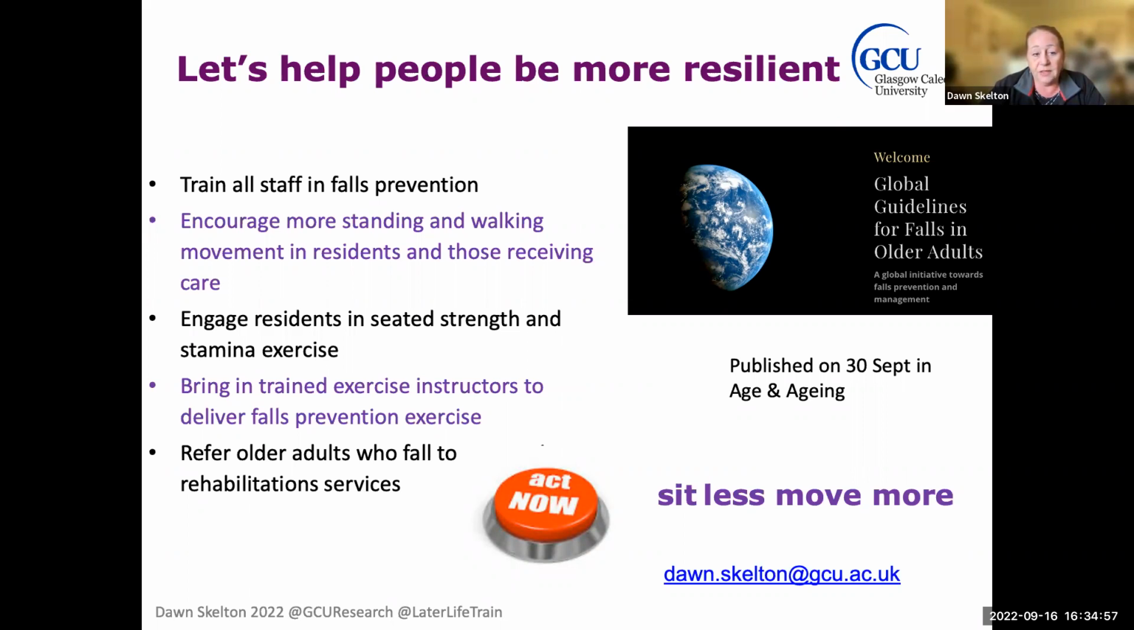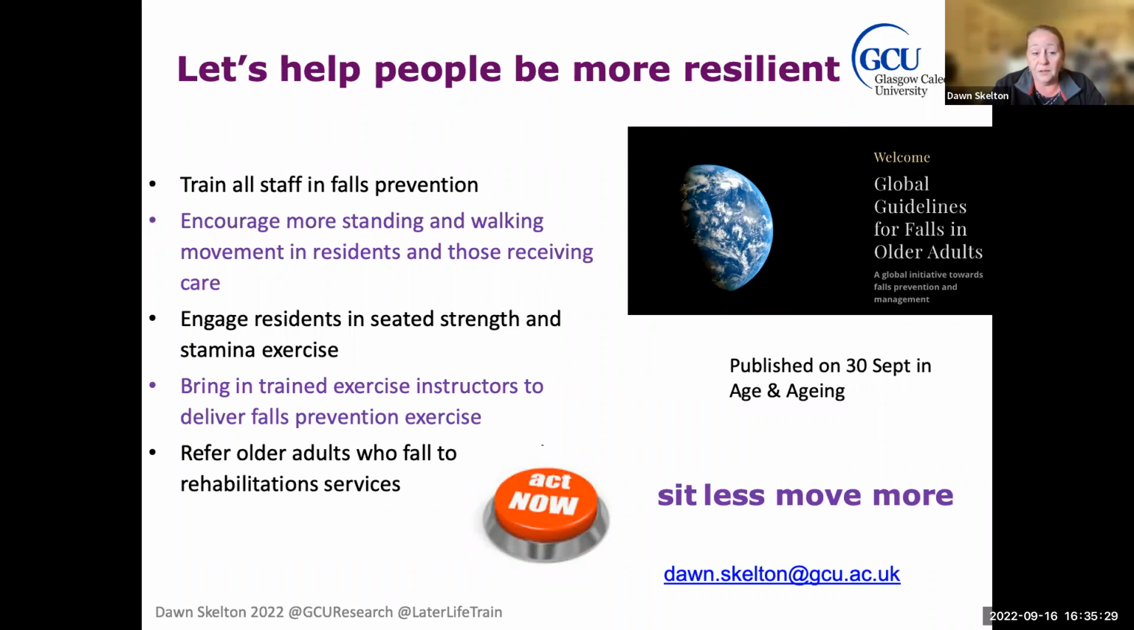We need to engage residents in seated strength and stamina exercise, even if they won't be involved in other things. And certainly those can be done by staff members and by anyone that comes in, even volunteers. But if you want to deliver specific falls prevention exercise, the evidence is clear. You need someone who's trained to do that and to feel confident to progress somebody, irrespective of their medical conditions, into challenging strength and balance work.